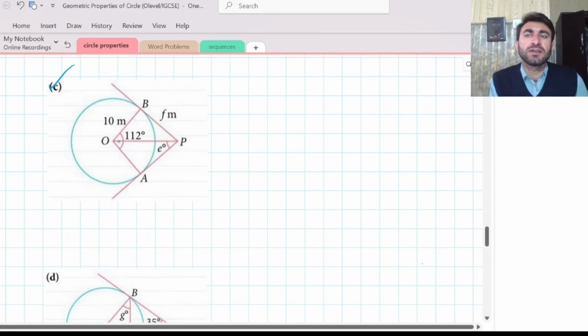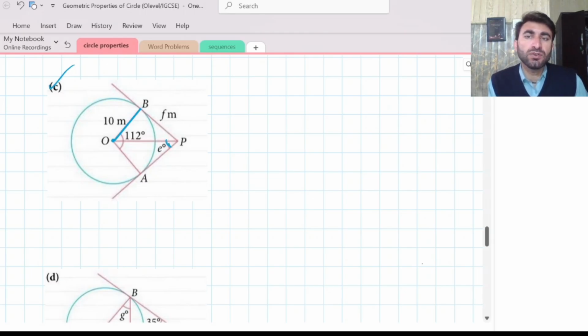It is over here. A circle with center O, the distance between the radial segment over here, it is 10 meters. We are to figure out the angle E over here and the value of side F, which is basically length of tangent PB. Now, because we know angle at center, it is 112 degrees complete angle. So the angle over here, it will be half that. It will be 112 divided by 2, and that is 56 degrees. So angle over here is 56 degrees.